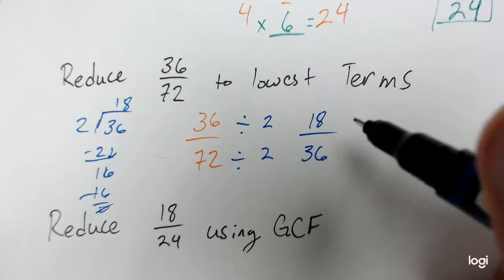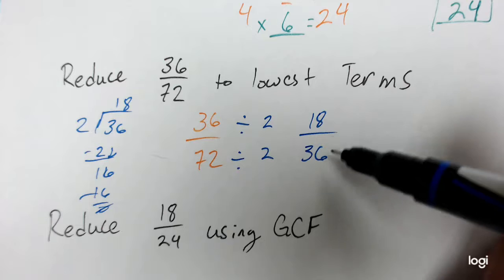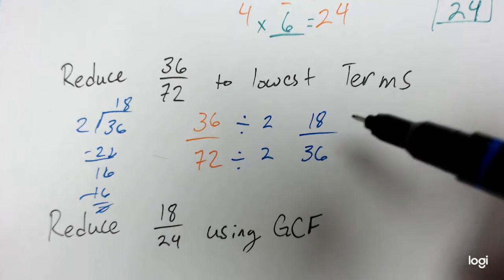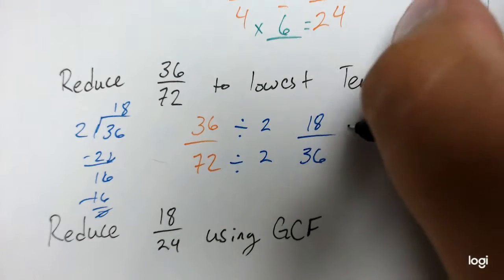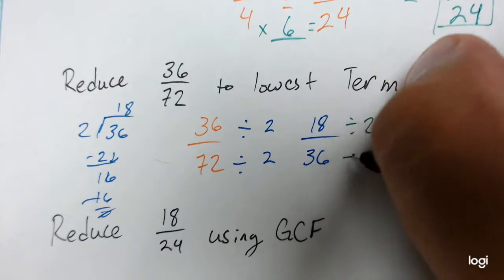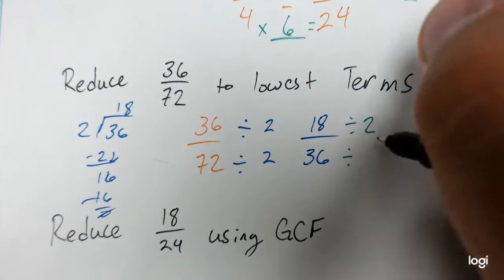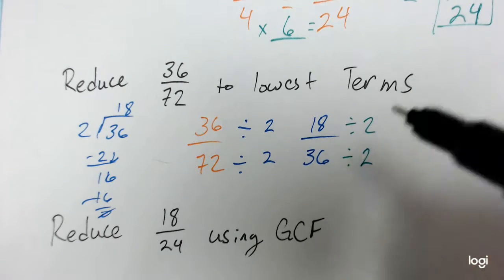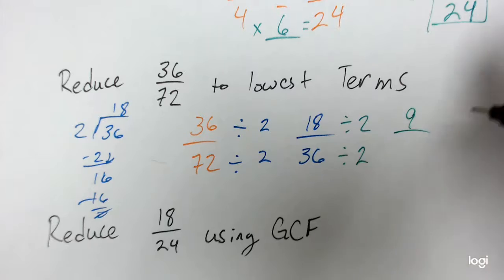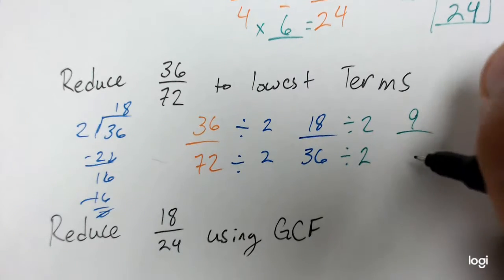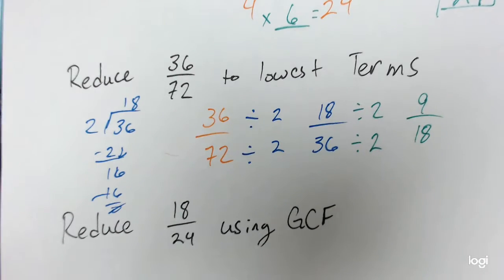Well, am I done reducing? No, because I see both of these numbers are still even, which means they can both be divided by 2. So I'm going to divide again. Maybe I'll go to green this time. So I'll divide by 2 one more time. Do I have to divide by 2 every time? No. This just happens to be the number that I noticed. So let's see here. 18 divided by 2. Ooh, that actually equals 9. And then 36 divided by 2 I just found out is 18. That's 9 over 18.